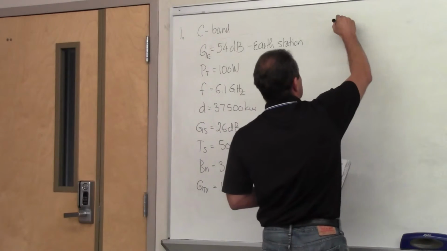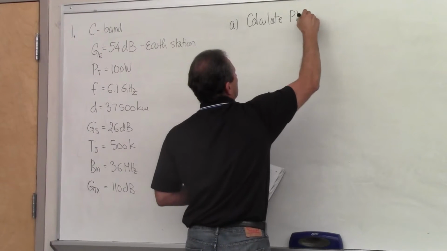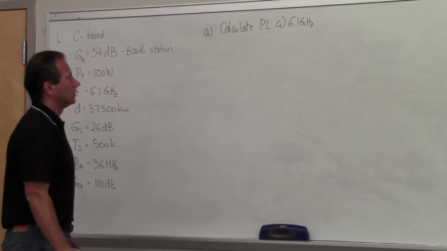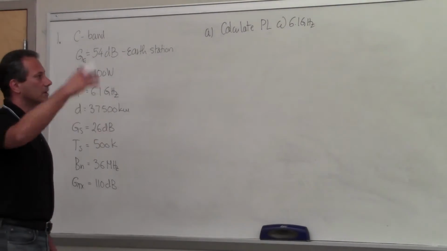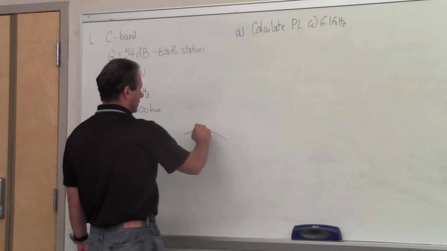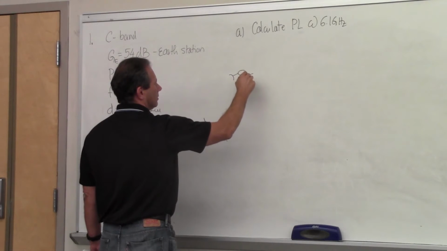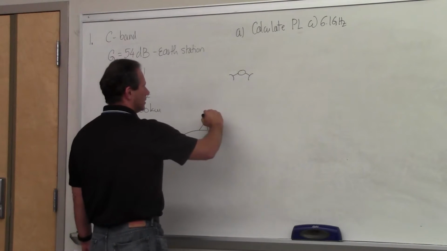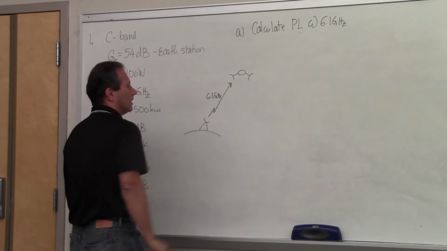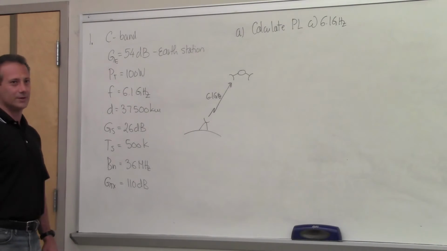Part A says calculate the path loss at 6.1 gigahertz. That's how much loss will be suffered on a link from the ground station to the satellite. Even if it's trivial, I always suggest drawing the picture so that you understand what you are working with. So this is your Earth station, and we're looking at this link, which is at 6.1 gigahertz. That's the uplink for the C-band. What's the downlink for C-band? Around 4 gigahertz.